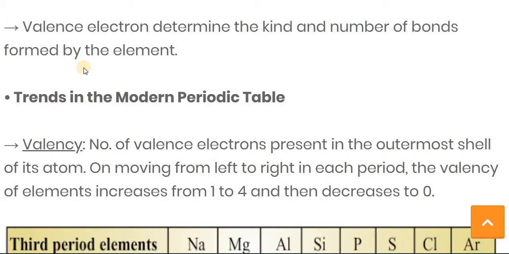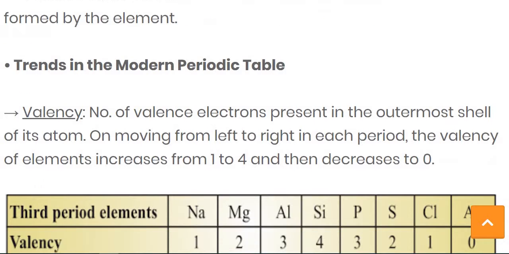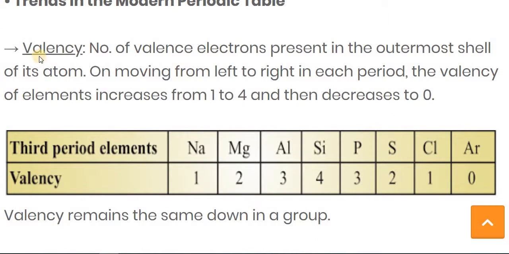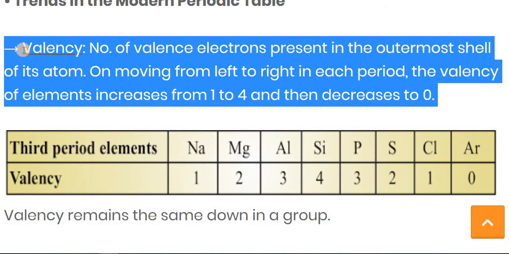Hello students, now let's see the trends in the modern periodic table. So first of all, we see the valency. Valency means the number of electrons present in the valence orbit, the outermost orbit, that we consider as the valency. Valency means the number of valence electrons present in the outermost shell of its atom.